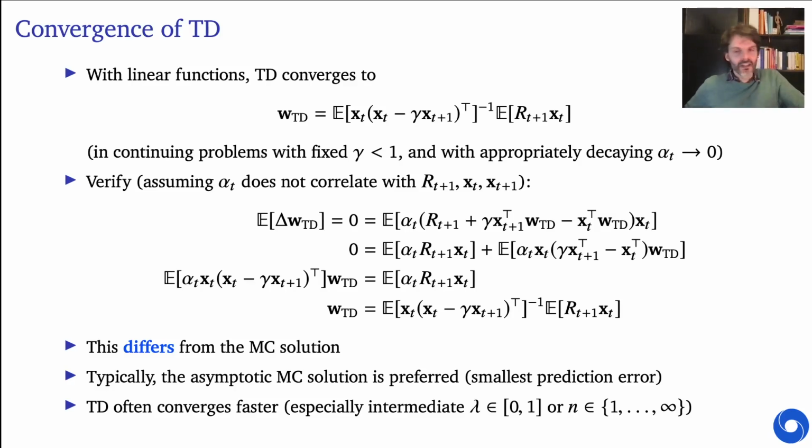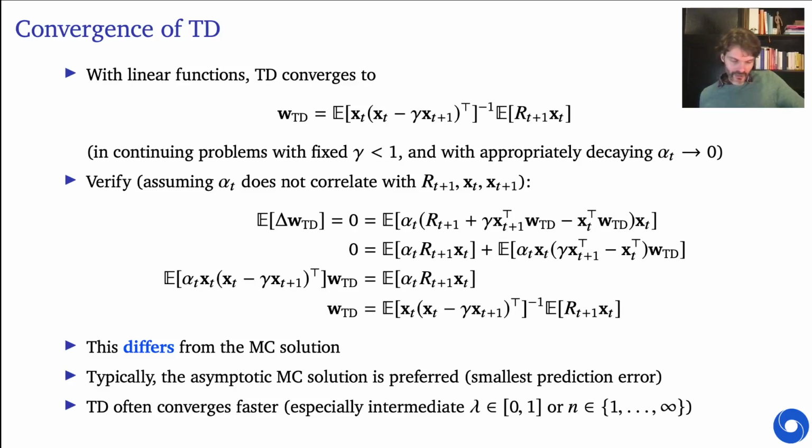And of course, we can trade off again. We can pick an intermediate lambda or an intermediate n and kind of get the best of both worlds. You could even consider changing this over time. You could start with a small n and then slowly increment it over time, and in the end, in the limit, maybe still come up with the Monte Carlo solution, if you'd like.